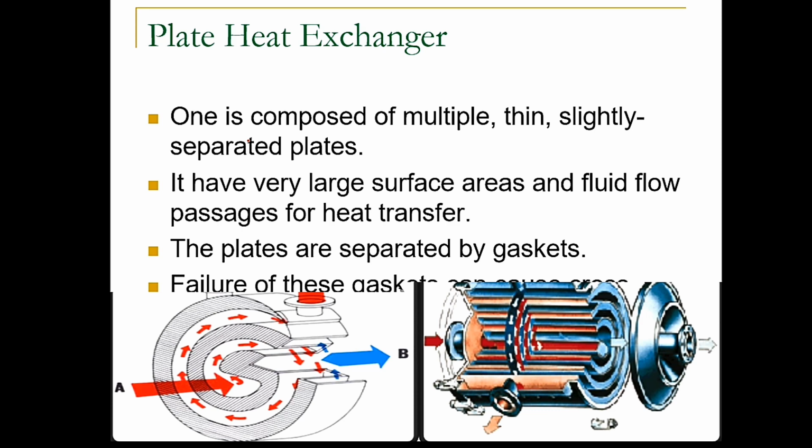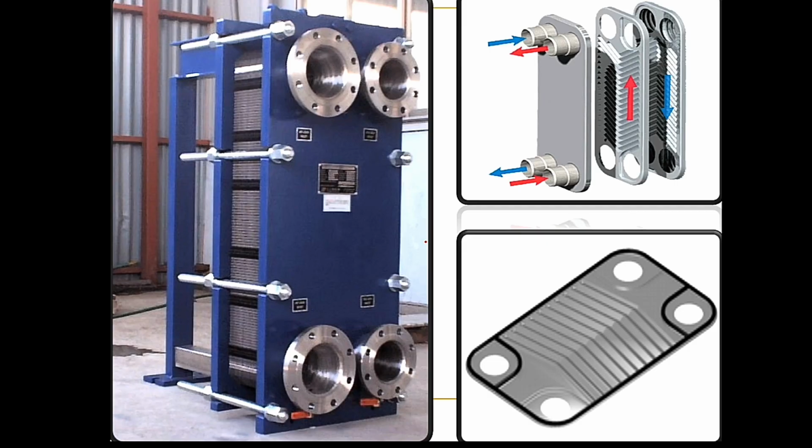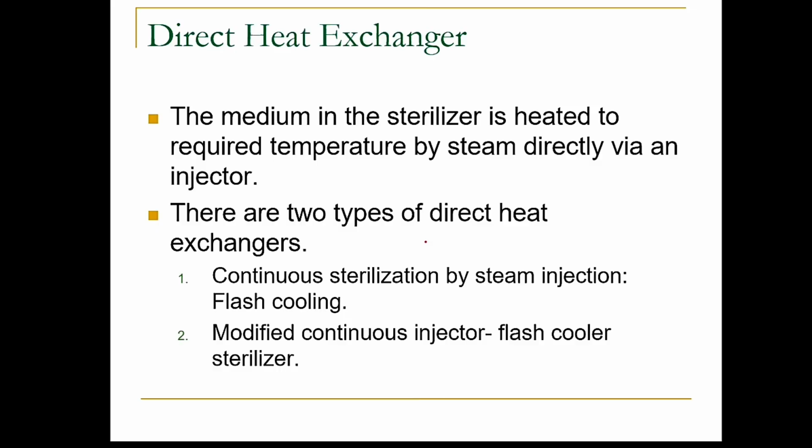Now, plate heat exchanger. One is composed of multiple thin plates. So here it is a plate heat exchanger. Here the cool water in, here the hot water in. So two types of exchange are done in the single heat exchanger, but here contamination may occur. This is another figure I put.